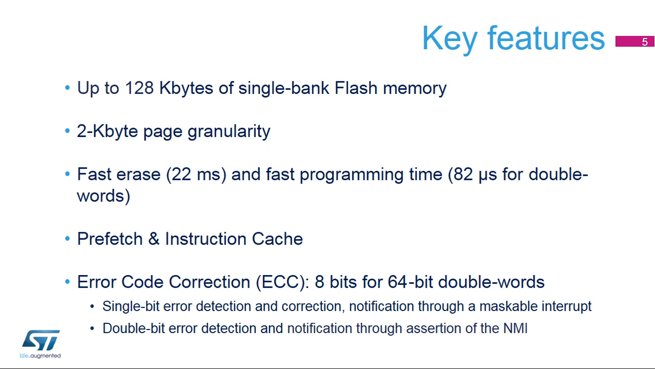An 8-bit ECC code is appended to the double word to program. It is checked on read to detect and correct single-bit errors and detect double-bit errors. In case of an uncorrectable error, the flash memory controller asserts the non-maskable interrupt, or NMI, to the Cortex-M0+.